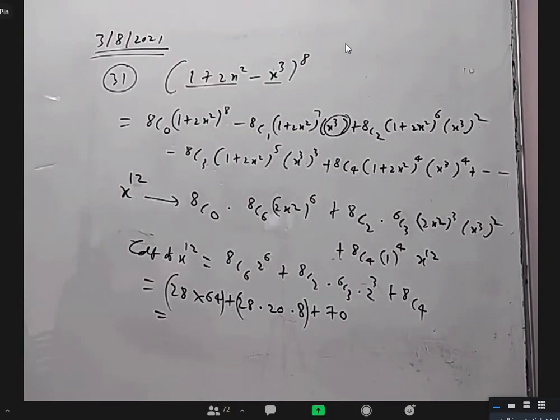Okay, what is the answer you are getting? Or is everybody thinking that somebody else will multiply and tell the answer?